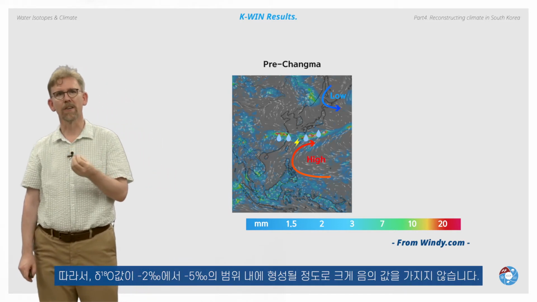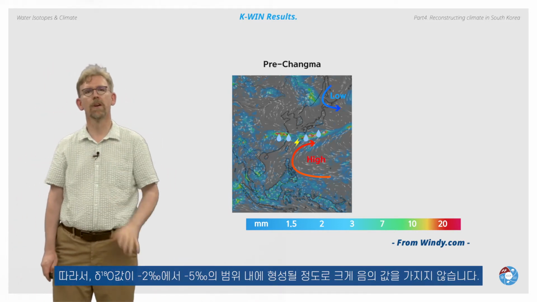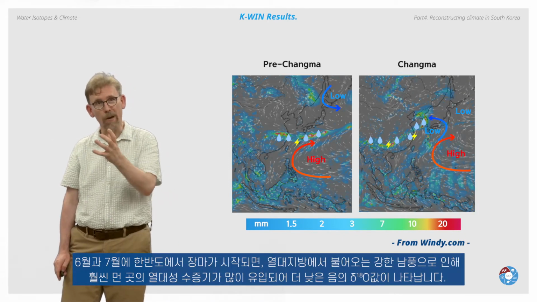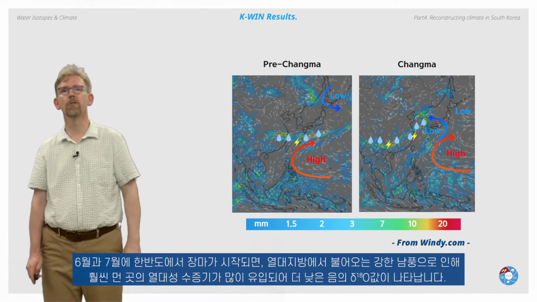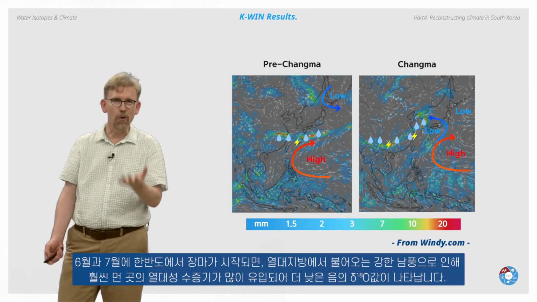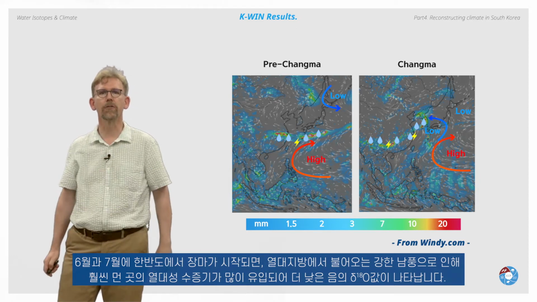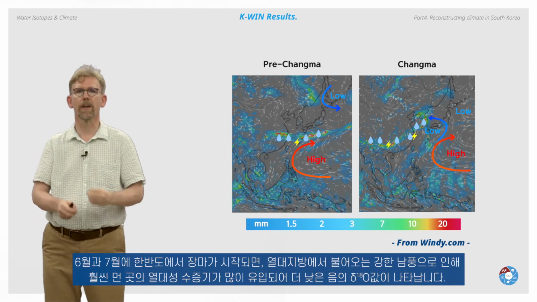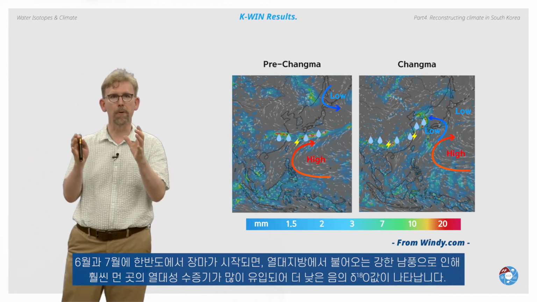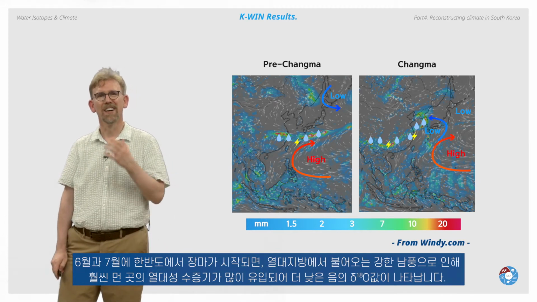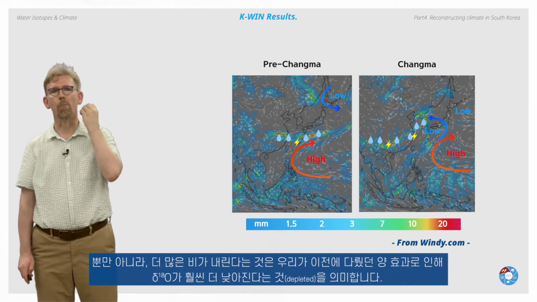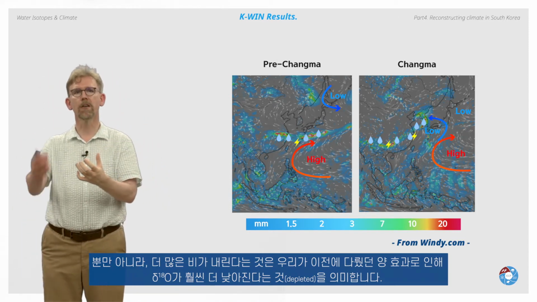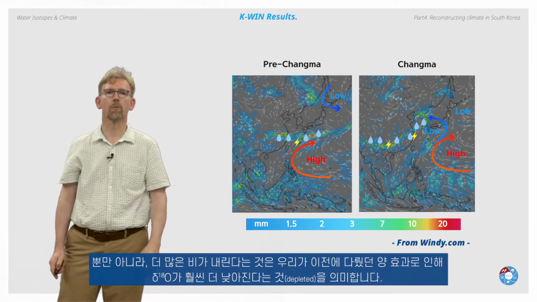Therefore, the delta 18O values are not as negative, more in the range of -2 to -5 per mil. Then, once Changma arrives on the Korean peninsula in June and July, the strong southerly flow from the tropical regions brings a lot of tropical moisture from farther away with significantly more negative, depleted delta 18O values. Moreover, the fact that there is more rainfall also means that the delta 18O will get even more depleted due to the strong amount effect that we discussed before.